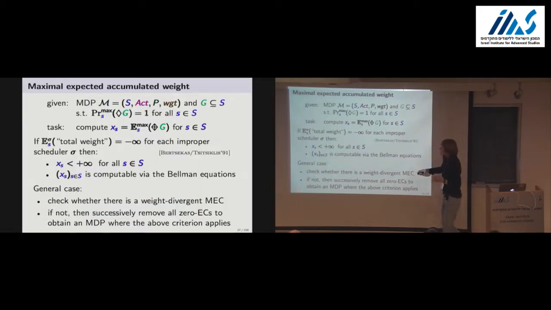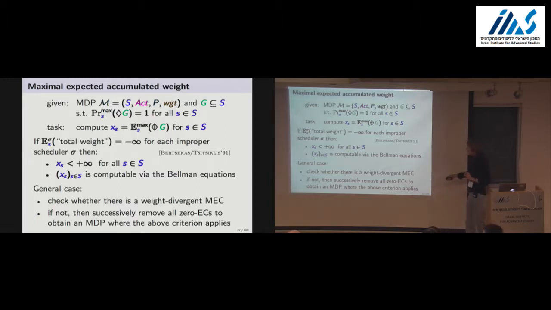If there is a weight divergent maximal end component, then indeed the maximal expectation from some states is infinite. If there are no weight divergent maximal end components, then the maximal expectation for all states is finite, and we can generate a new MDP which satisfies these conditions, such that all these techniques that have been shown in the literature are applicable.